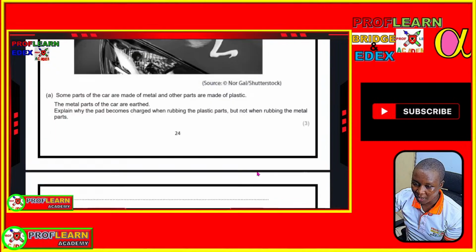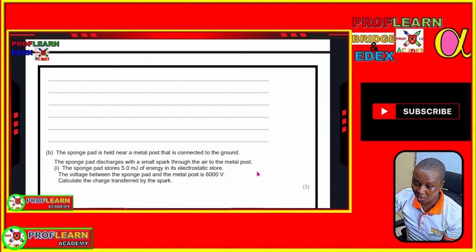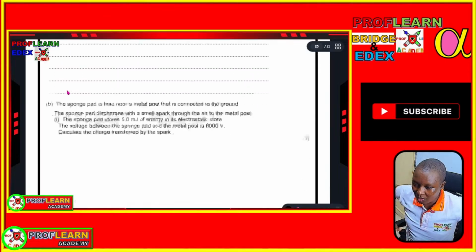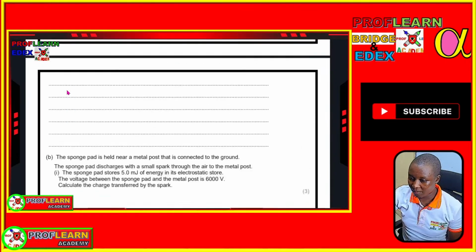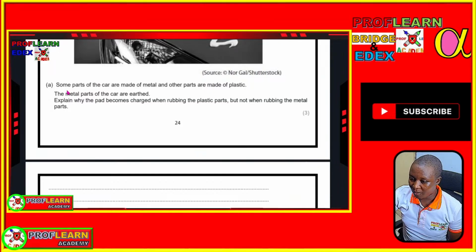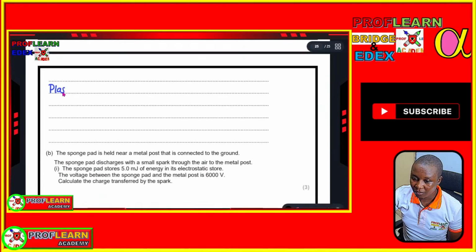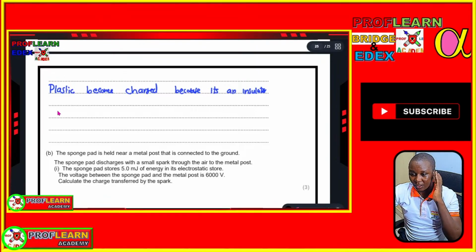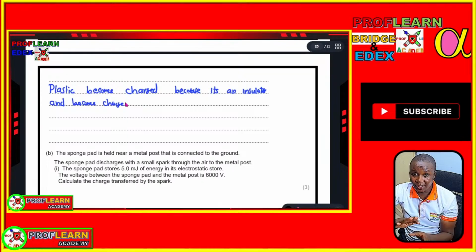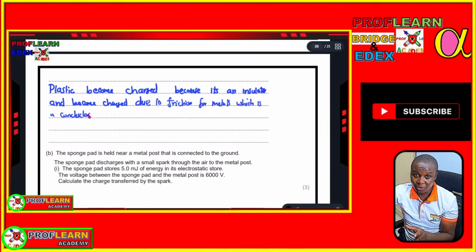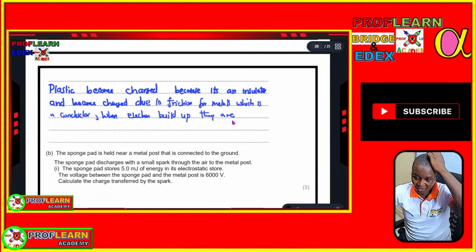Now, how are materials charged? Materials are charged due to friction, and you need to understand also electrical formulas. In this case, plastic is an insulator, so when materials are rubbed, they charge. In insulators, the charge sticks on the surface, but for conductors, the charge is conducted away. That's why it's difficult to charge a metal, because the moment it is charged, the charge is conducted to the ground.